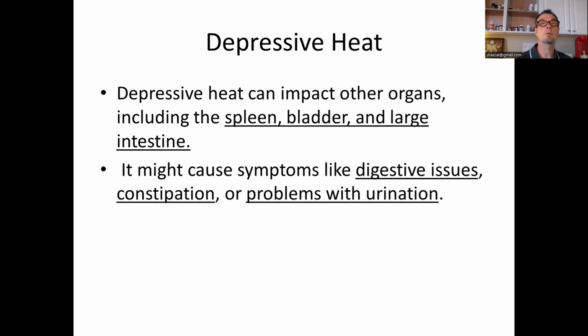Depressive heat can also impact other organs. We were talking about how the liver attacks everything all around it. So the spleen can get hit, and you start getting diarrhea. With the bladder, you start getting UTIs. With the large intestine, you start getting constipation, things of that nature.